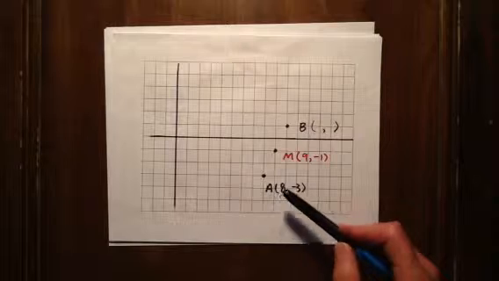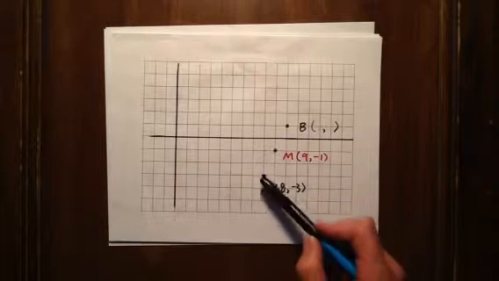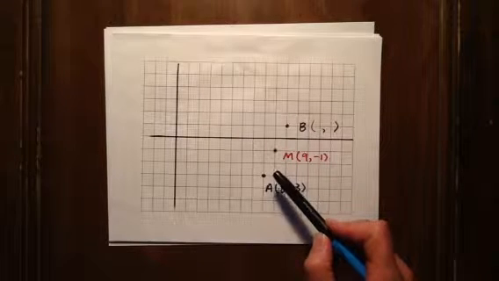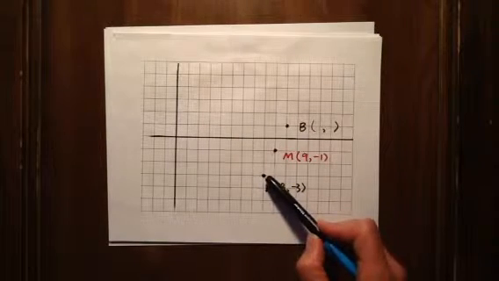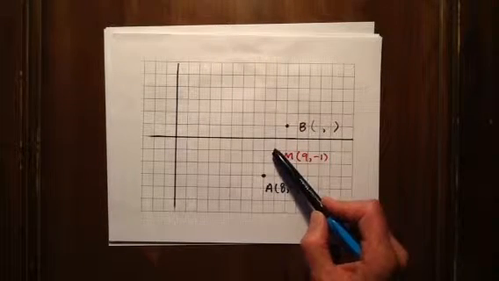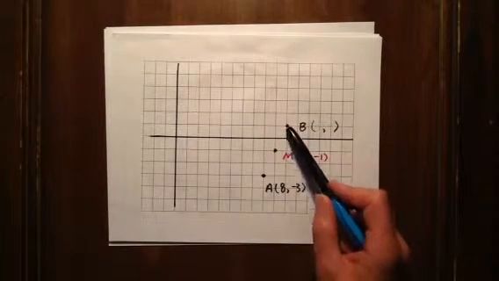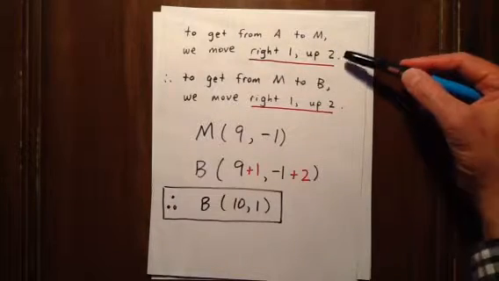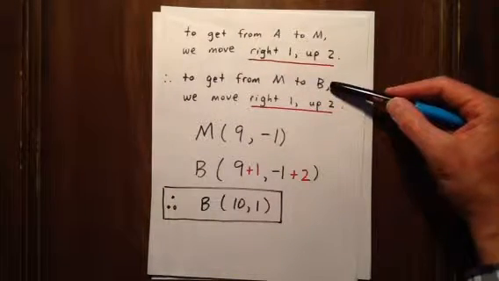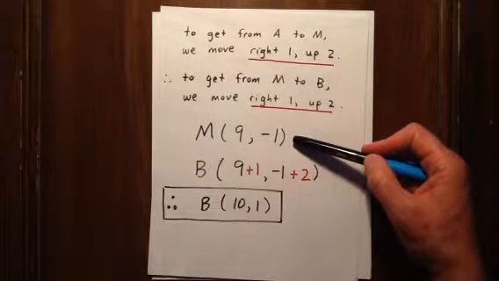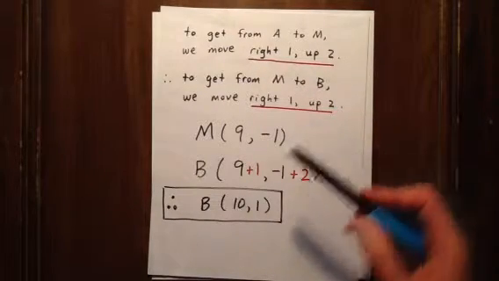Well, we can see that in order to go from A to M, we had to go right 1 unit and up 2 units. So, since that's the midpoint, to go from M to B, we're going to go right 1 unit and up 2 units. To get from A to M, we move right 1 up 2. To get from M to B, we'll move right 1 up 2. Well, since M is 9, negative 1, we're going to move right 1 up 2.